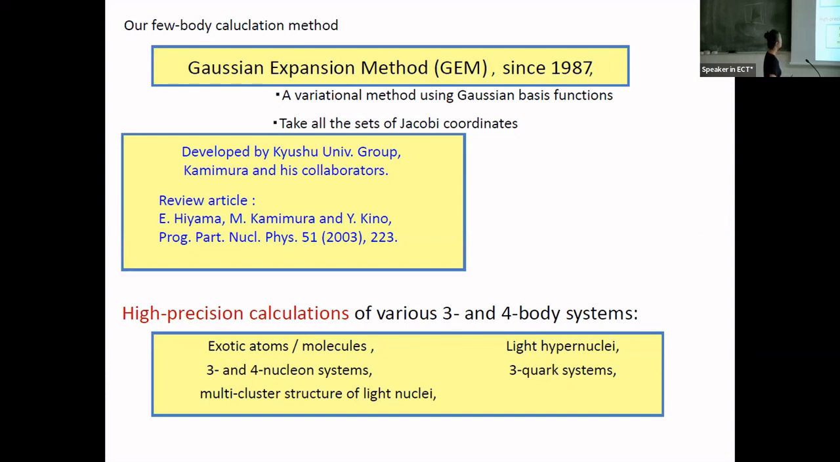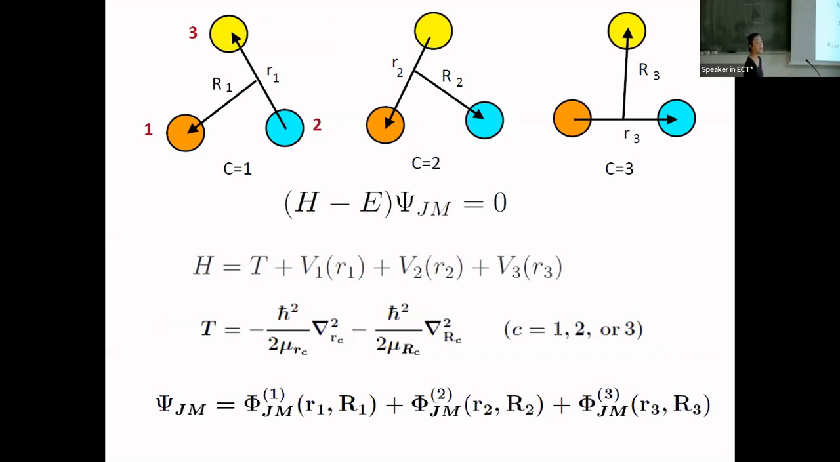So far, this method has been applied to high-precision calculations of various three- and four-body systems, such as exotic systems and three- and four-nucleon systems. Mainly, I have applied this method to hypernuclear physics. Let me briefly explain it for a three-body system. In order to calculate the three-body system very accurately, we take these three kinds of Jacobi coordinates, and then we solve this Schrödinger equation.